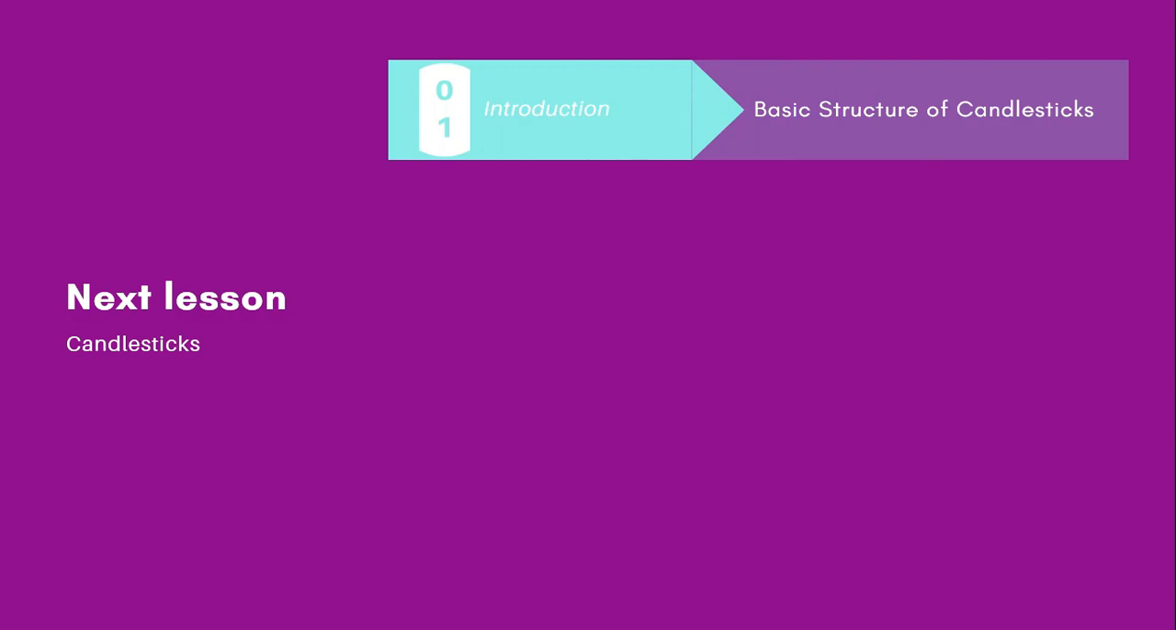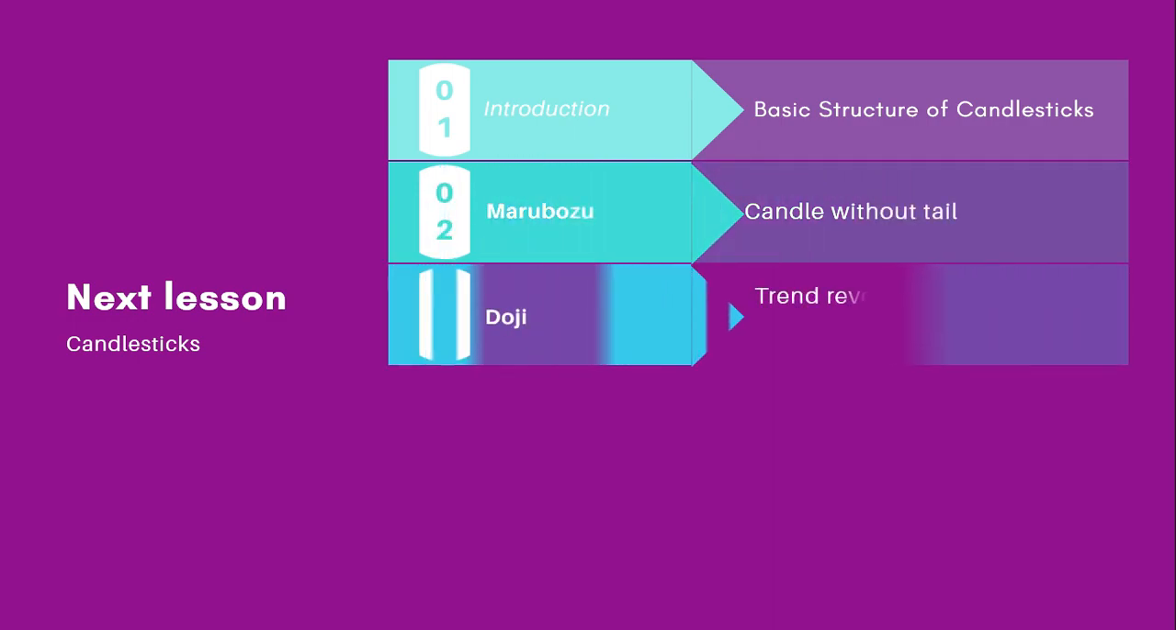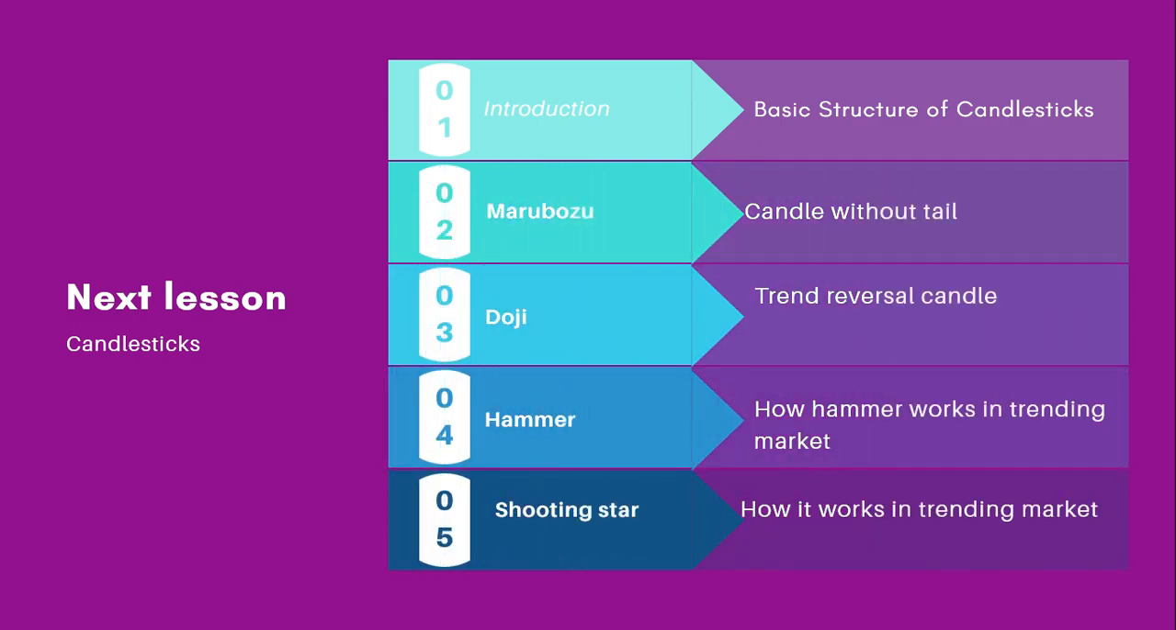So this was it about head and shoulder. In the next lesson, we will learn about candlesticks in detail. We'll start with an introduction to candlesticks, talk about patterns like Marubozu, Doji, Hammer, Shooting Star, and a lot more, and understand the complete psychology of candlesticks.